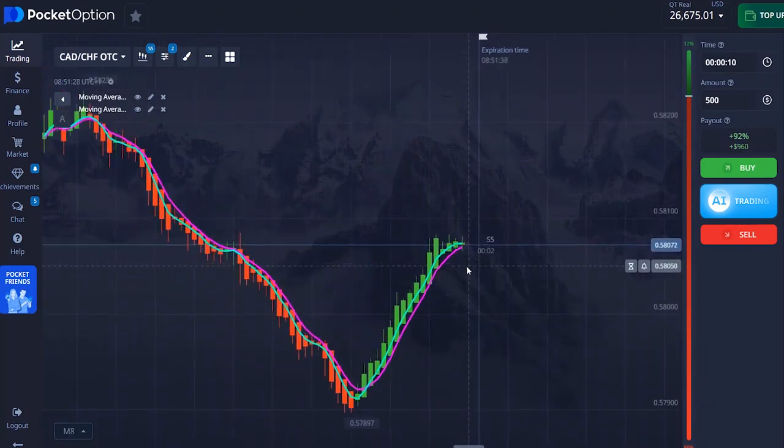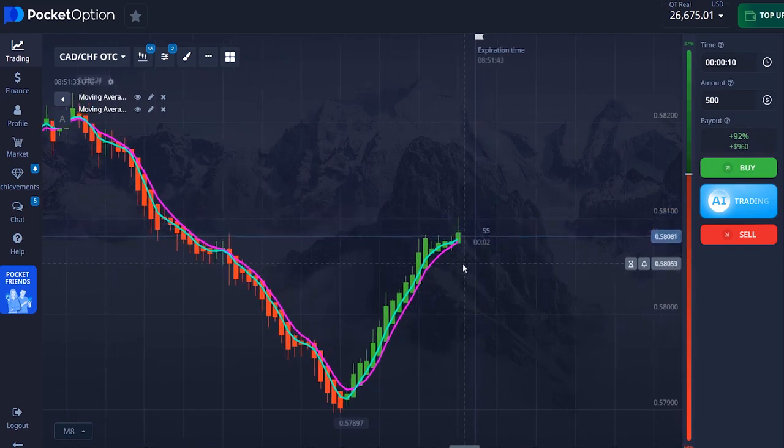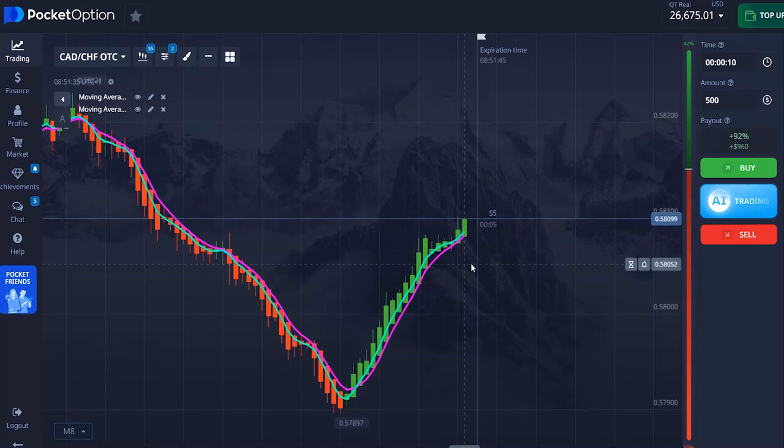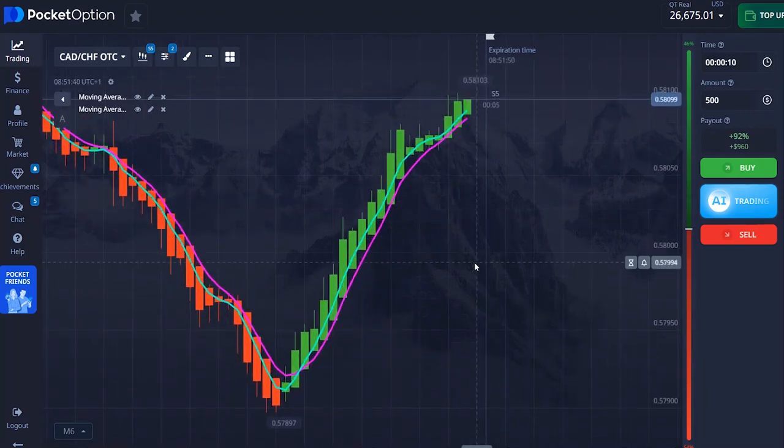So anytime you're trading using this particular strategy, do ensure you have a very strong internet connection because the market is moving at a very high speed. So you should be able to enter the market as soon as you find your confirmation. I hope you're getting that right.